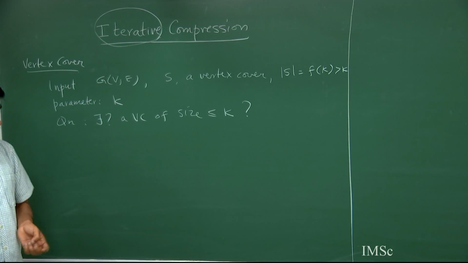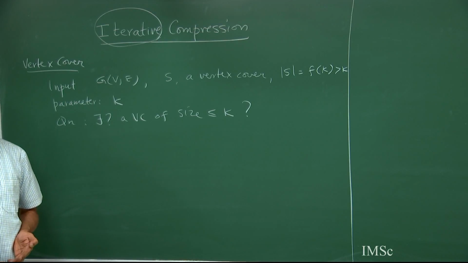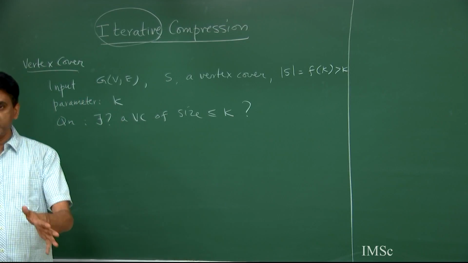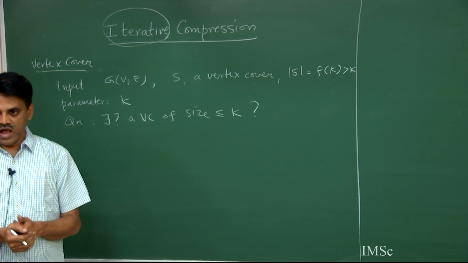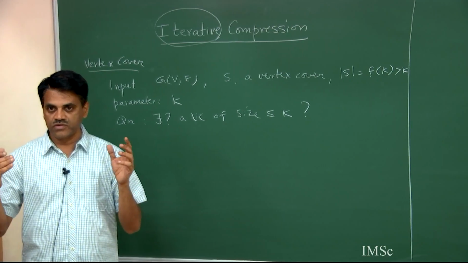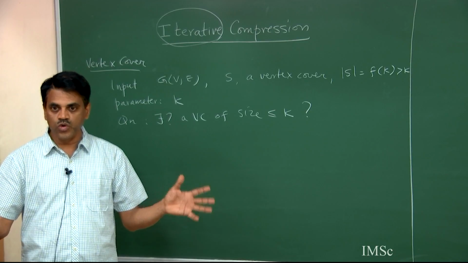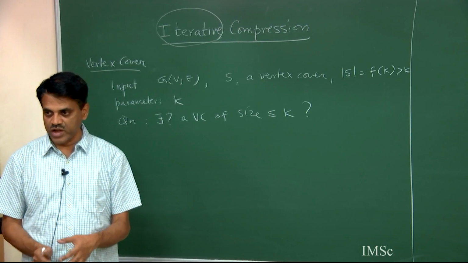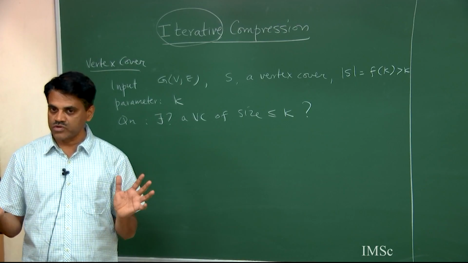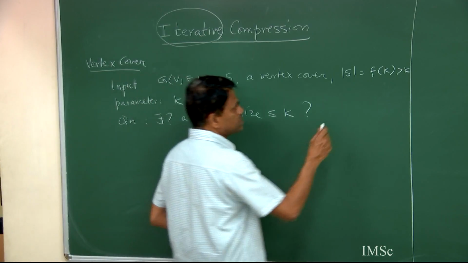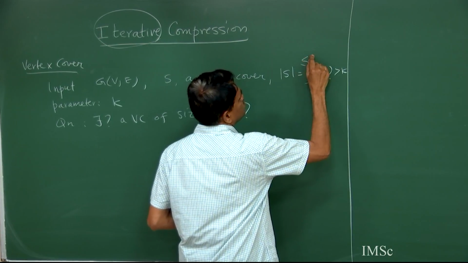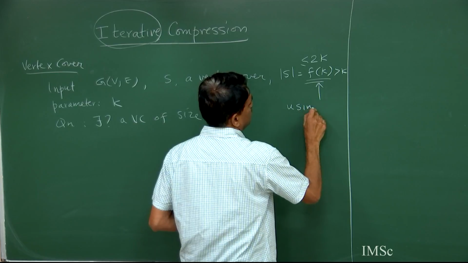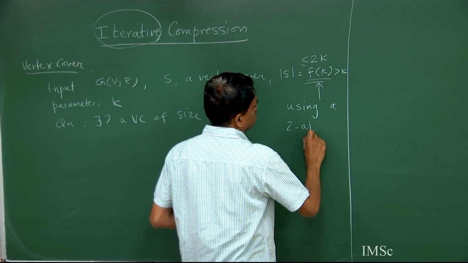So there are a number of ratio 2 approximation algorithms for vertex cover. If my question is, is there a vertex cover of size at most k, I take the graph and feed it into one of those 2-approximation algorithms, and if such an algorithm gives me a vertex cover of size more than 2k, then I know that there is no vertex cover of size at most k, and so I can say no. Otherwise I have a vertex cover of size at most 2k. So at least for vertex cover you can assume that this is at most 2k. How do I get this? Using a 2-approximation algorithm.